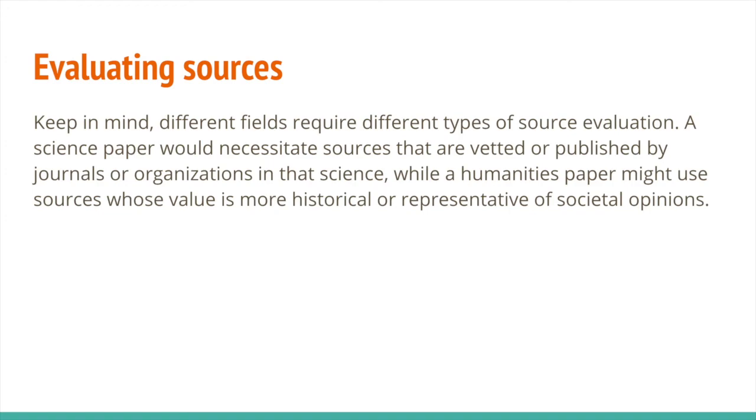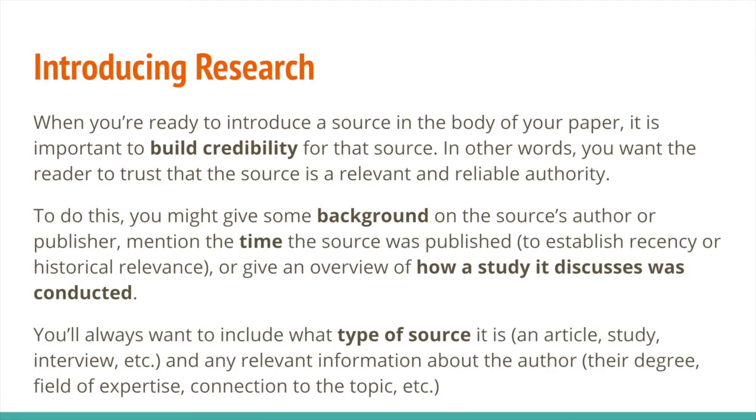While a humanities paper might use sources whose value is more historical or representative of societal opinions. So once you've got all your research gathered, we're going to talk a little bit now about how to start incorporating it into your paper. So the first thing you're going to do is introduce it. It's important to build credibility for the source.